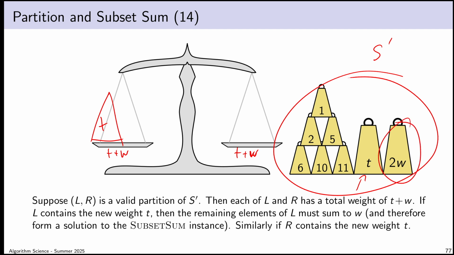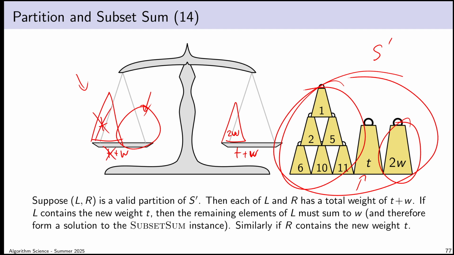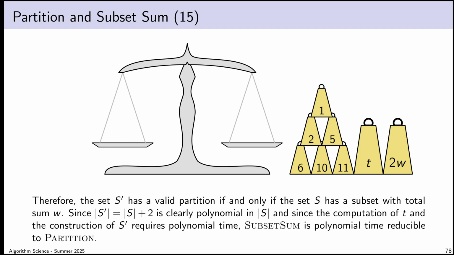And we know that the weight 2w must therefore appear on the other side. So if I look at the remaining weights on this side, none of them are the weight 2w. Okay, so I've got the weight t over on this side, and the remaining weights on this side are some subset of my set S. And because I have this weight t, the remaining weights add up to weight w, which means that the remaining weights on whatever side of the scale contains the weight t will comprise a subset of the original set S that adds up to w. And so I found a way of finding a solution to my subset sum instance.